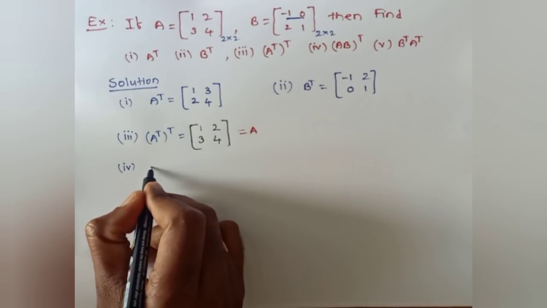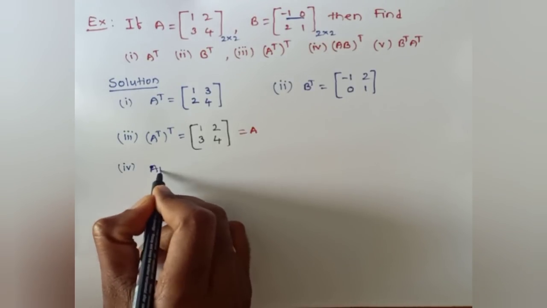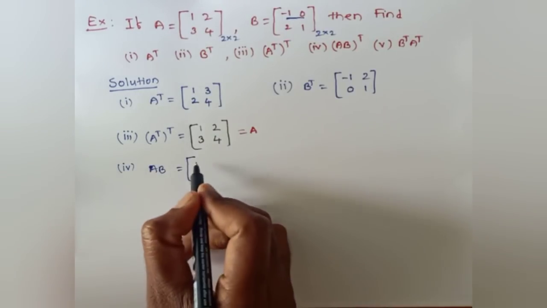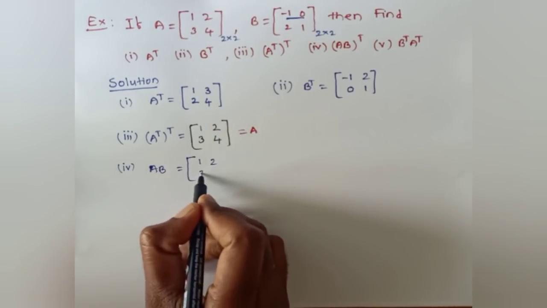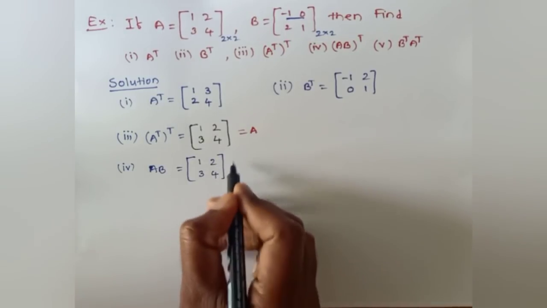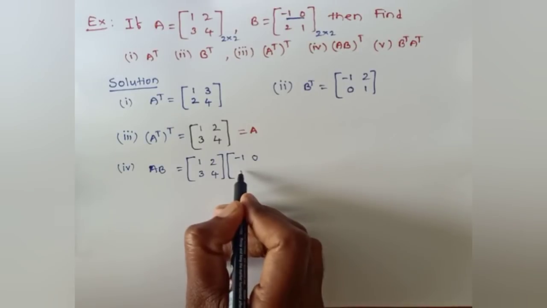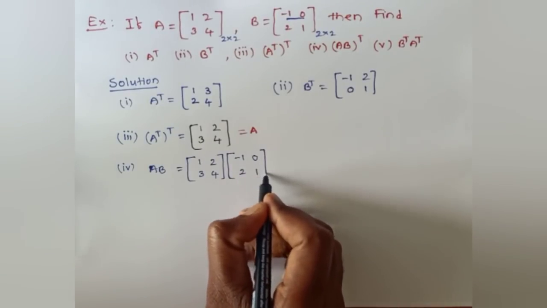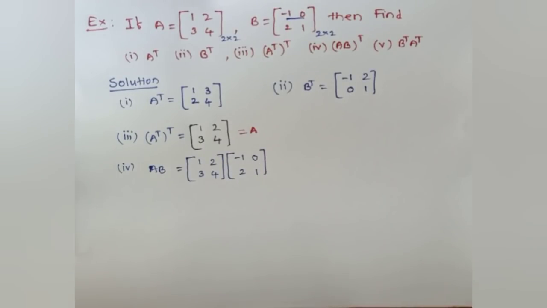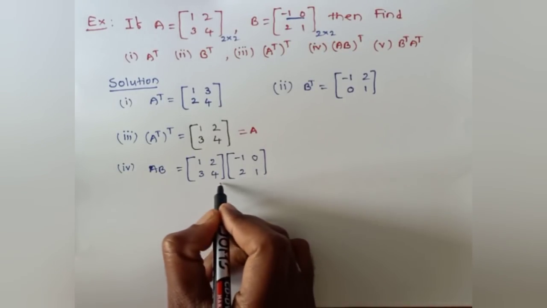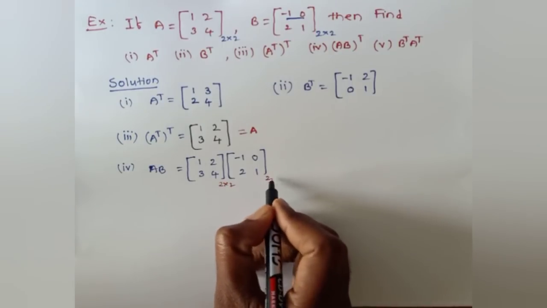problem, that is, to find the transpose of AB, first we need the product AB, right? So you know how to evaluate the product of two matrices. So it is 1, 2, 3, 4, and this is -1, 0, 2, 1. Now, does matrix multiplication exist? Yes. The first matrix is of order 2 by 2 and this is 2 by 2.